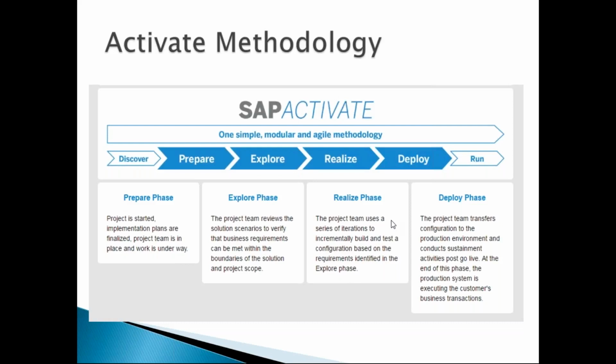And finally, deploy is a phase where all the configurations will be moved into the production system. So by the end of the realize phase, if the customer has done all the testing and they say everything is working as per their requirements, now we can move all the configurations into the final production system, and there we can even do some production cutover activities like setting up the roles and authorizations for all the users, uploading of the existing employee data.